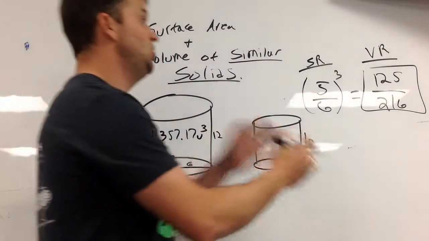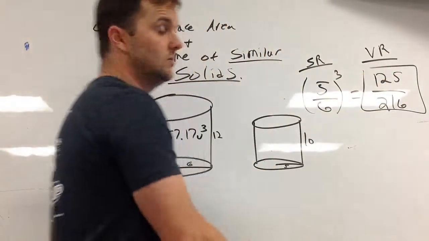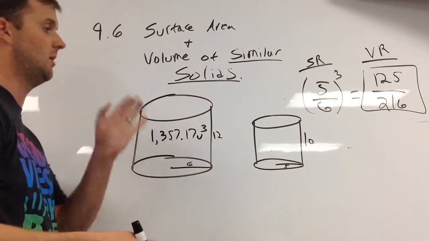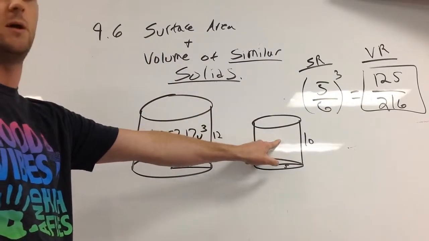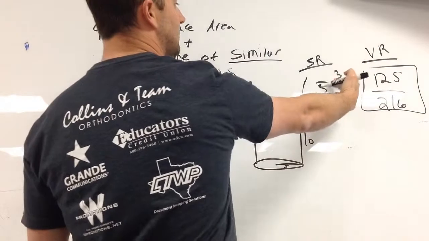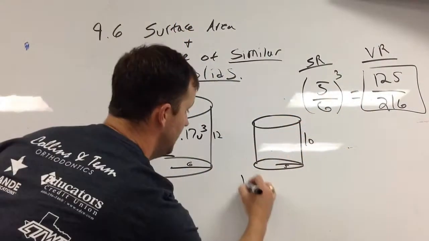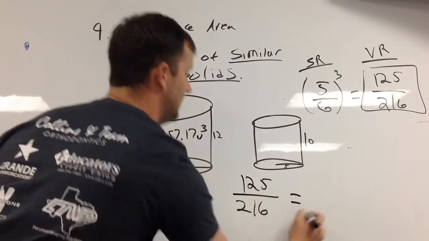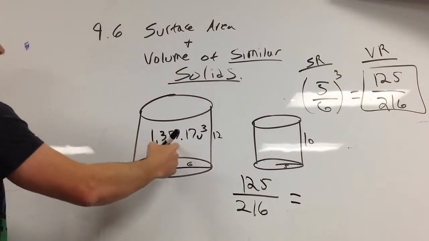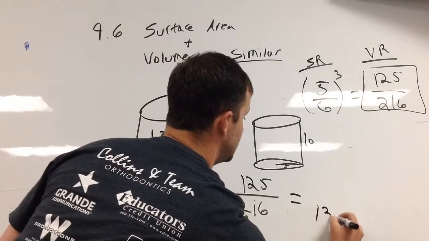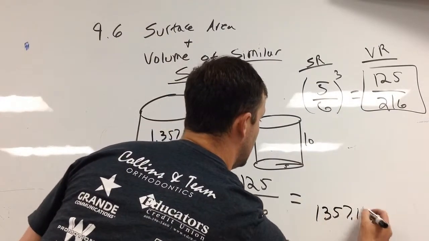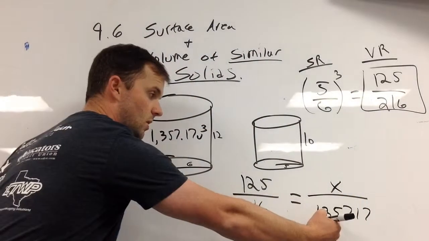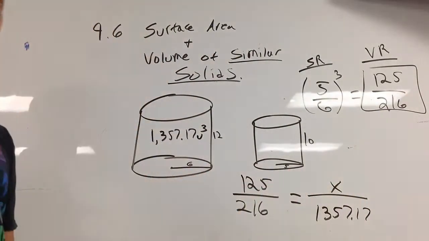Now I'm going to use this ratio and the volume I already know and set them equal to each other to help me find the missing volume of my smaller one. I always do the smaller one over the bigger one. So the smaller is 125 over the bigger, which is 216. Then I put 1,357.17 on the bottom, because this is my larger one, over x, because that's my smaller one, and I'm going to solve for the smaller one here.